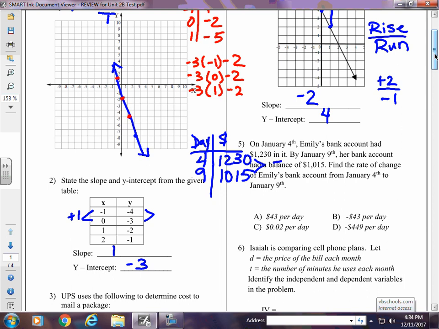And I'm subtracting $215. How do I get from 4 to 9? I'm adding 5. Remember, it's always y divided by x, so -215 divided by 5 will get us our answer. -215 divided by 5 is going to give us -43, and it's dollars per day. So B would be the right answer.